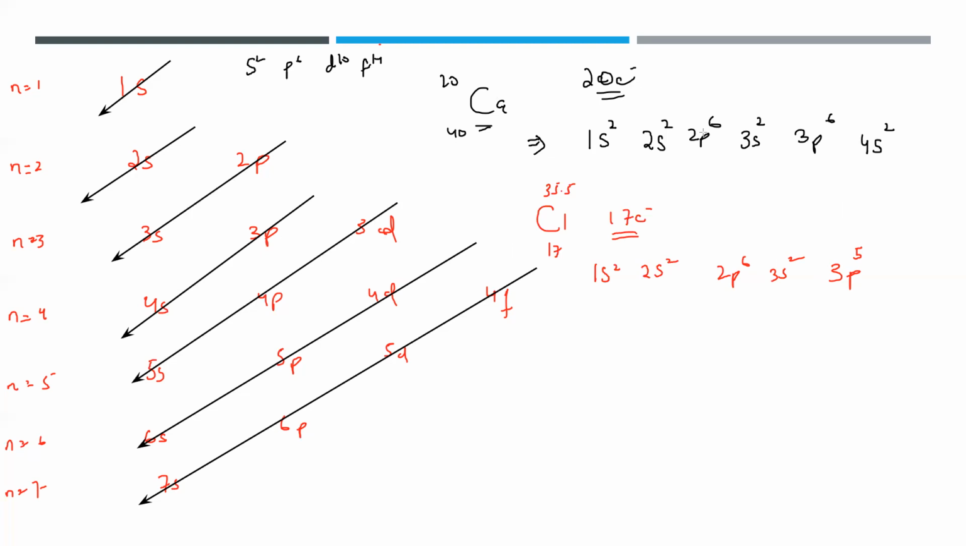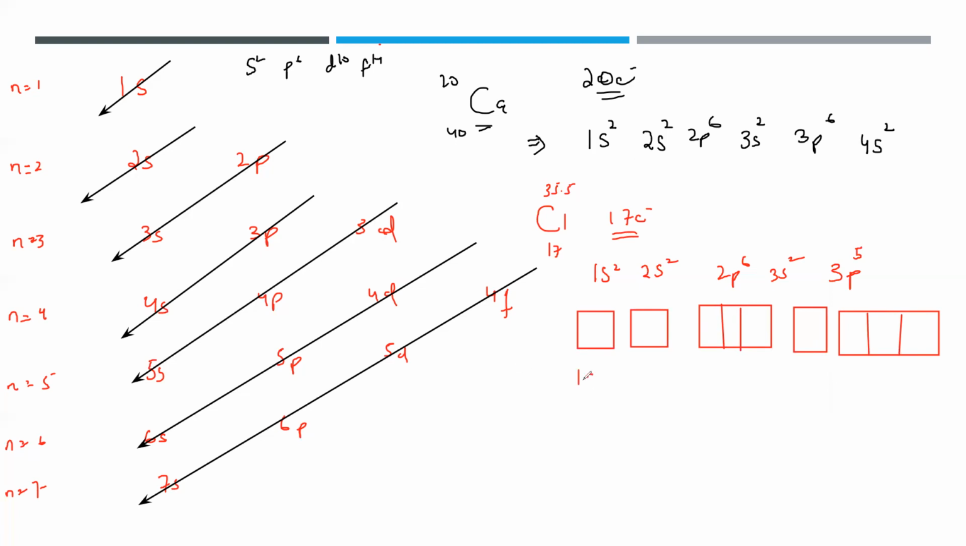If we want to show the electrons in a box model in terms of orbitals, 1s has one box, 2s will also have one box, and because it is P, 2p will have 3 boxes. 3s will have one box because it is S, and again 3p will have 3 boxes. So how are the electrons arranged in terms of orbitals? This is 1s, 2s, 2p, 3s, 3p.